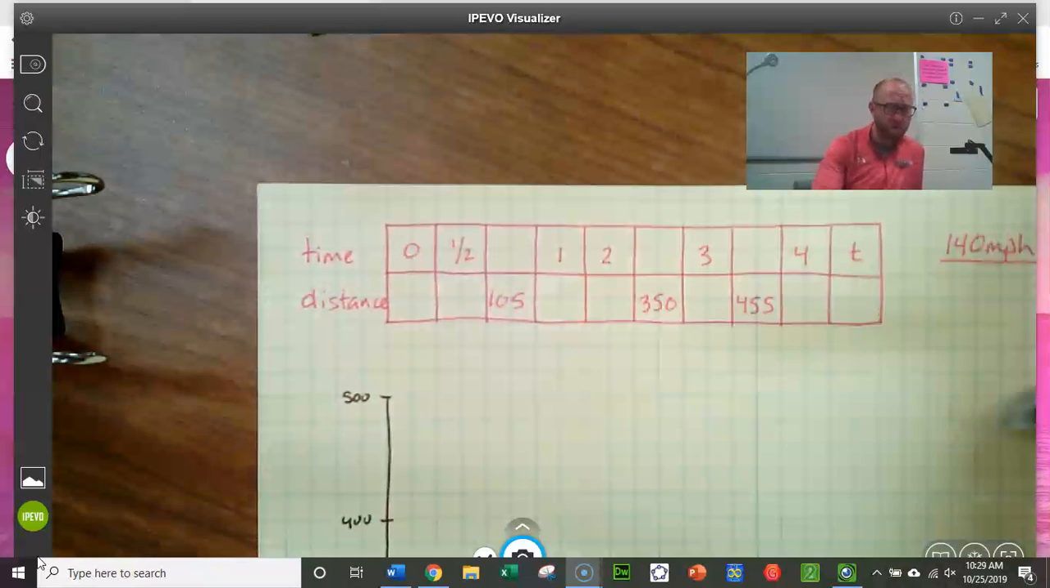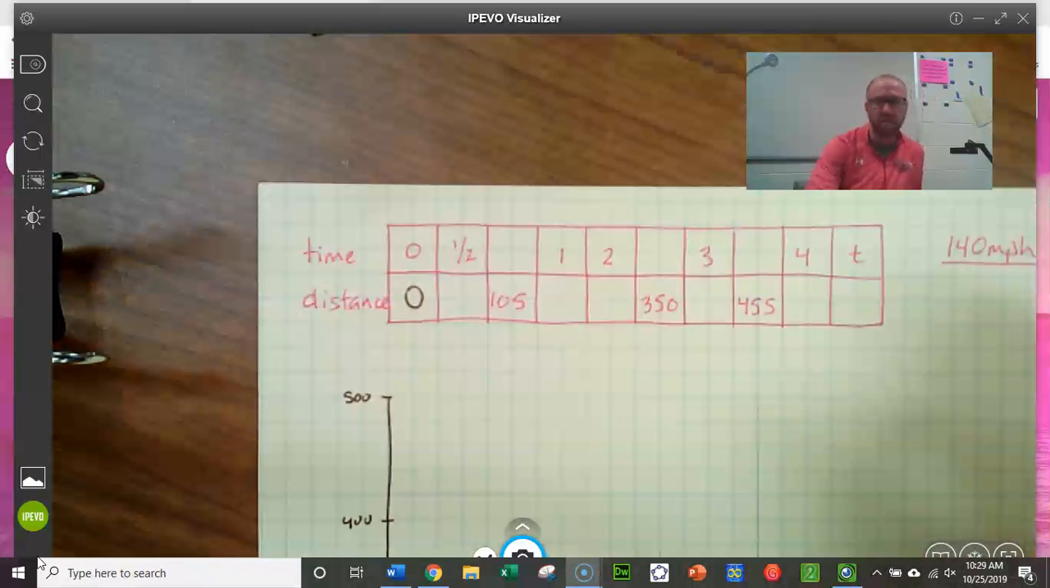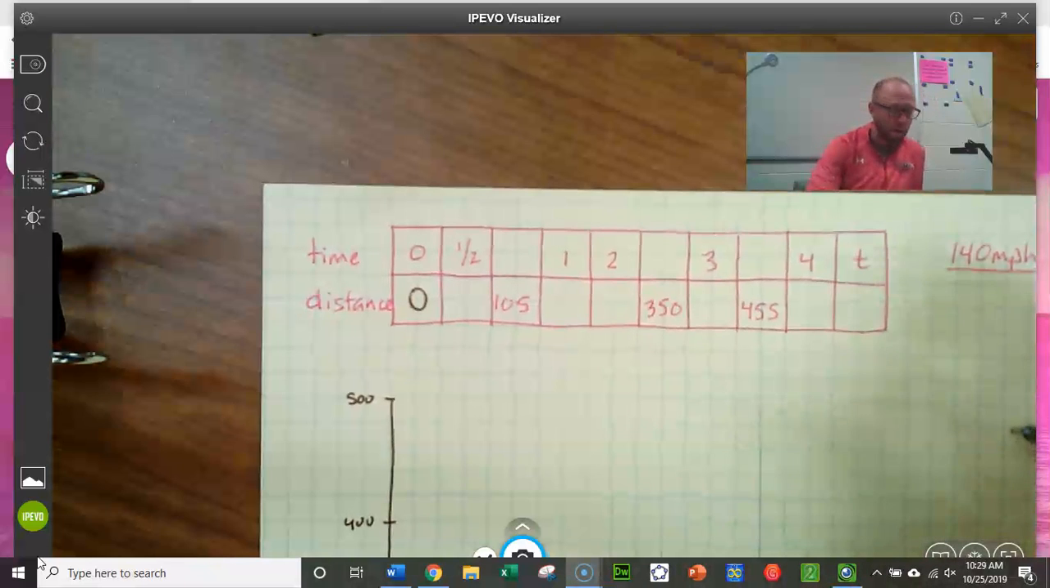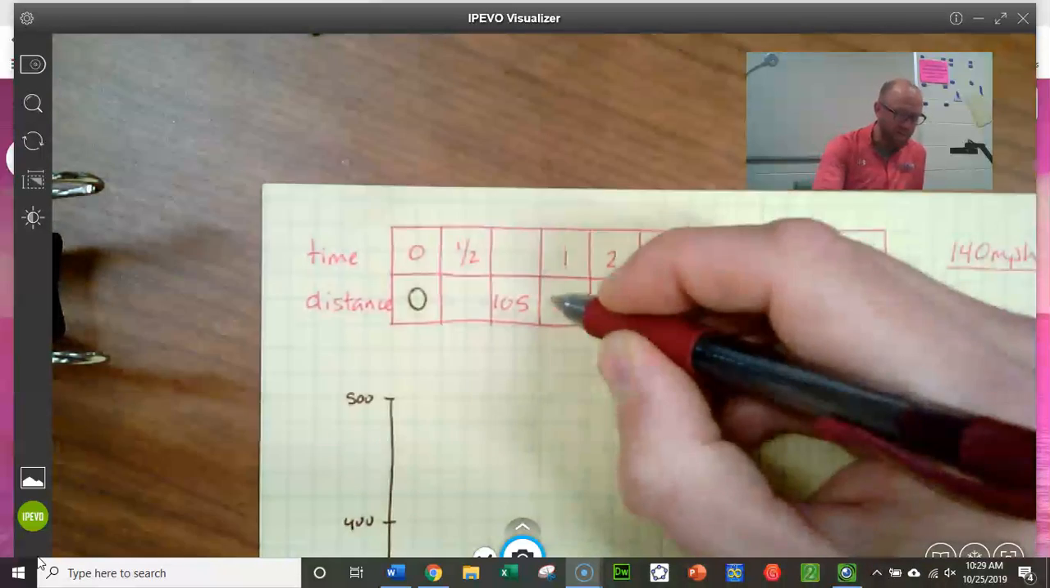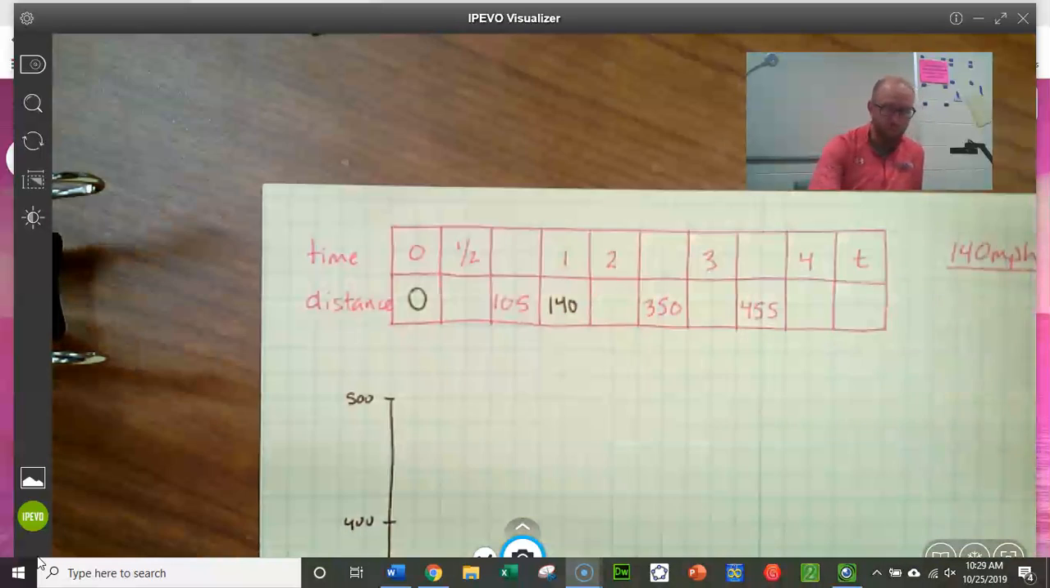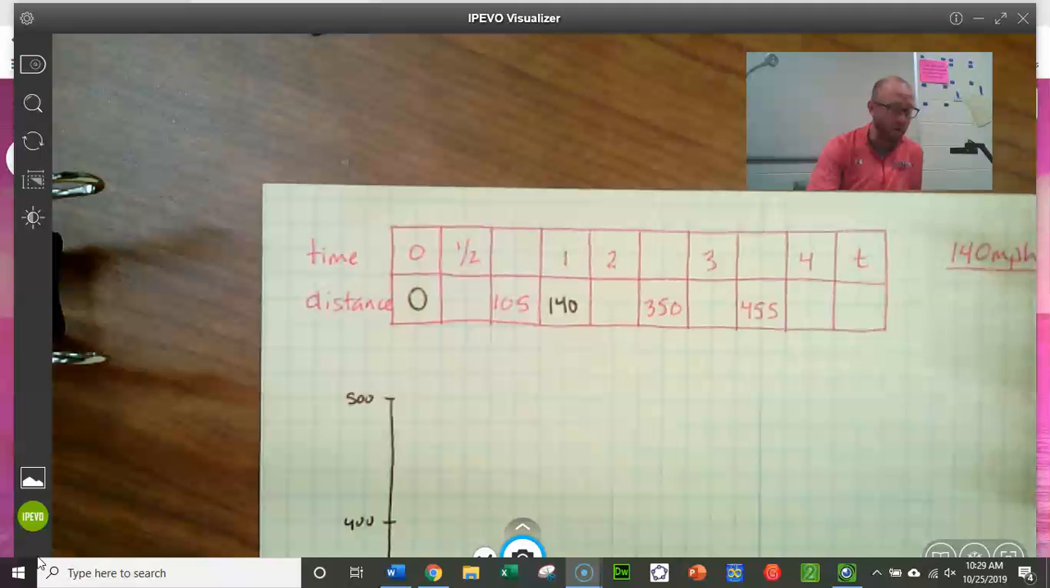Well, first of all, some of these are going to be pretty easy. Like if the time is 0, then your distance is also 0. That's pretty easy. Then let's see if time is 1. That's easy. That's 140 miles. That's what 140 miles per hour means. 1 hour, 140 miles.